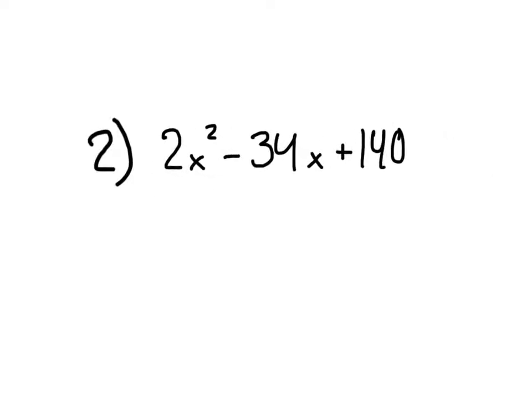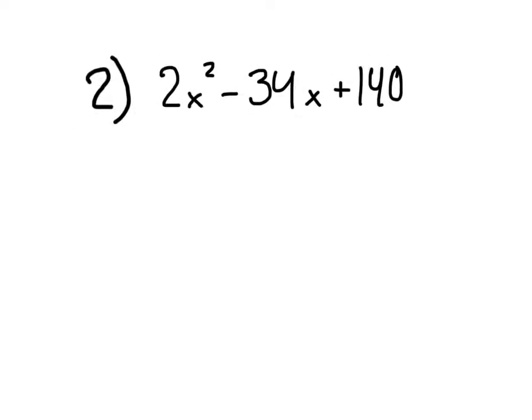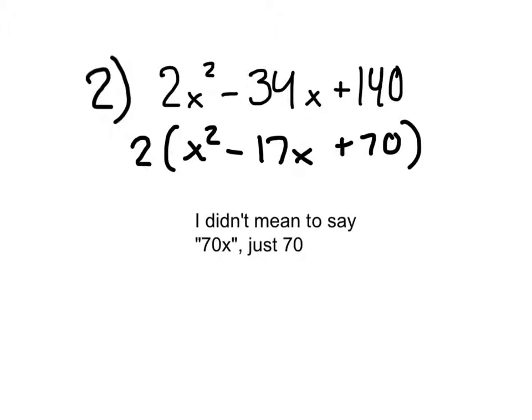So now let's move on to a little bit more of a difficult one, but it's still pretty easy. So first we're going to try to take some factors out, since we have the 2 here, the 2x squared. And what you can take out is, since everything's divisible by 2, you can take 2 out of everything. So go ahead and take 2 out. So now you have x squared minus 17x plus 70. So now that we have these, we can do the ABC.